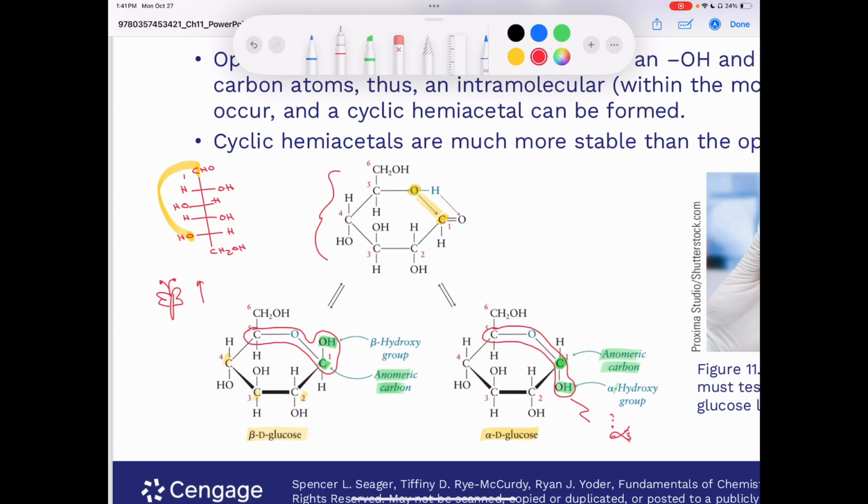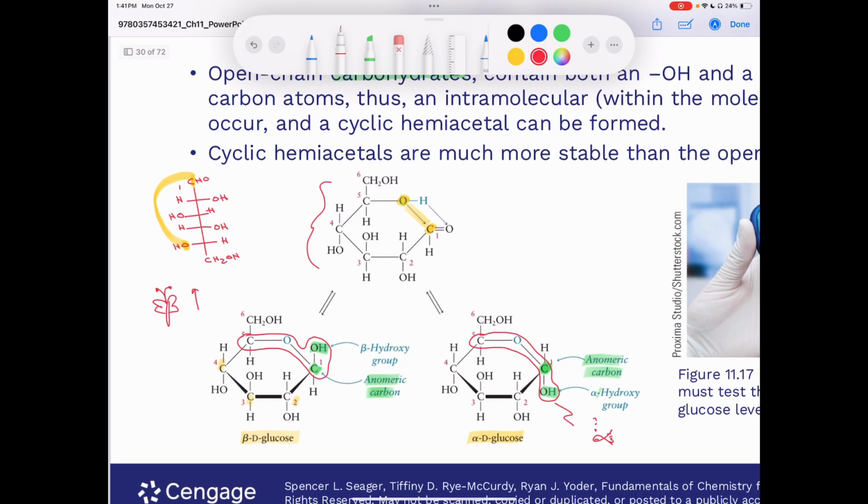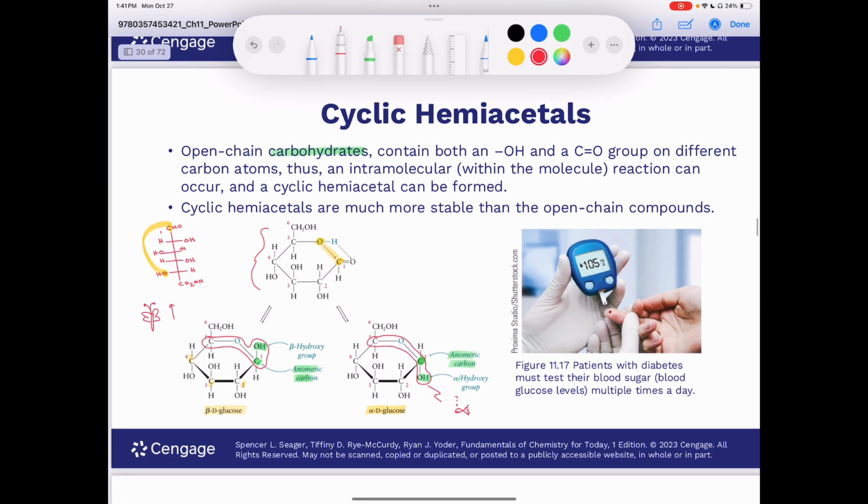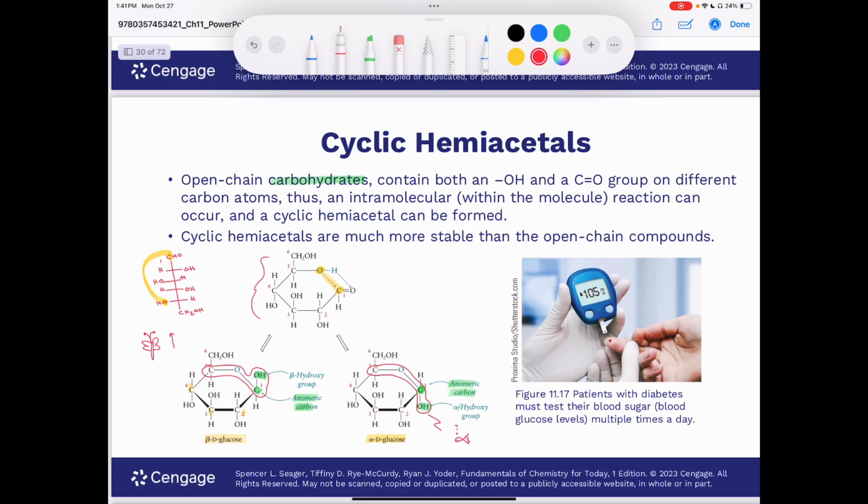And if on carbon number one, the anomeric carbon, the hydroxyl is pointing up, we call that a beta anomer. Beta D glucose would result, as we see here. And if the hydroxy is pointing down, we get the alpha anomer, which in this case would be alpha D glucose. Now, the reason why we're so interested in these is that cyclic hemiacetals are actually much more stable than open chain compounds once you have more than five atoms in the ring.